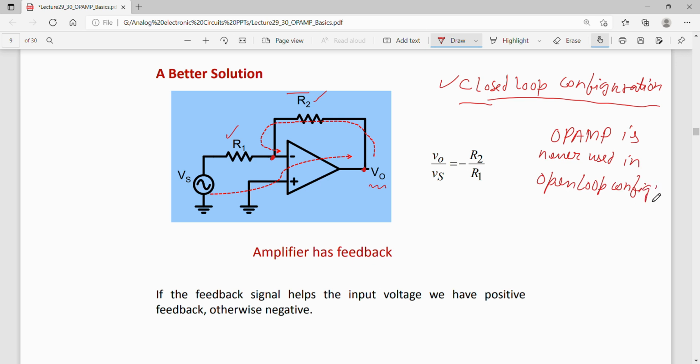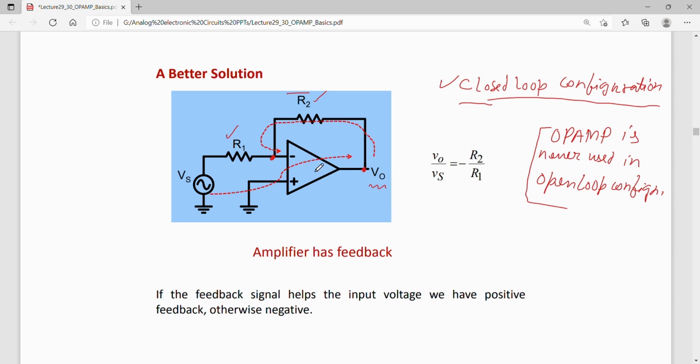So op-amp is always used in closed loop configuration by considering these resistances feedback from output to input. Now here the output is controlled by these two resistances. Again here you will find this output cannot be more than plus minus VCC. So the maximum output that can be achieved by op-amp, whether in closed loop or open loop configuration, is always equal to the power supply values, that is plus minus VCC.